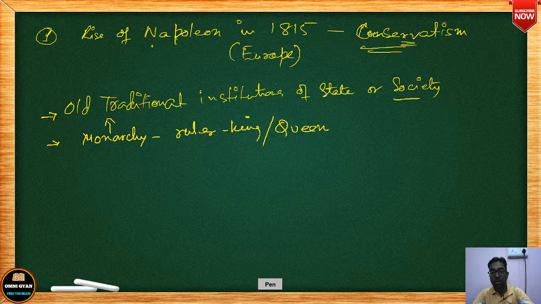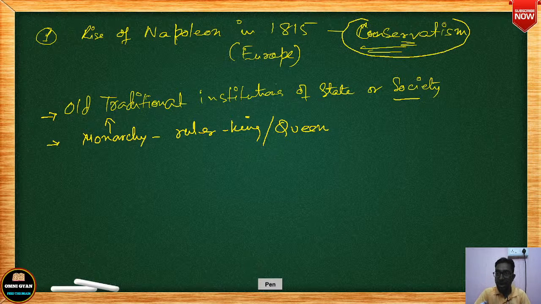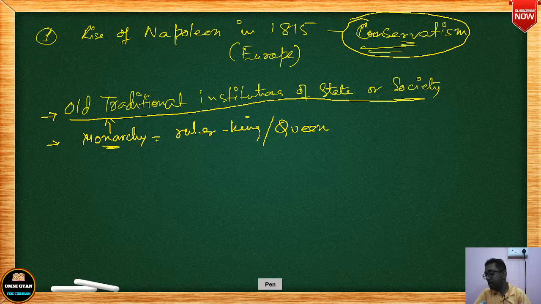Now when Napoleon was rising, when his powers were increasing, he was also losing sometimes, and winning also. But when that conservatism ideology came, these people started supporting the old traditional institutions of state or society. One of the oldest traditions was monarchy. They said monarchy should come again. We want to go back to that old tradition, and the ruler should be a king or queen.